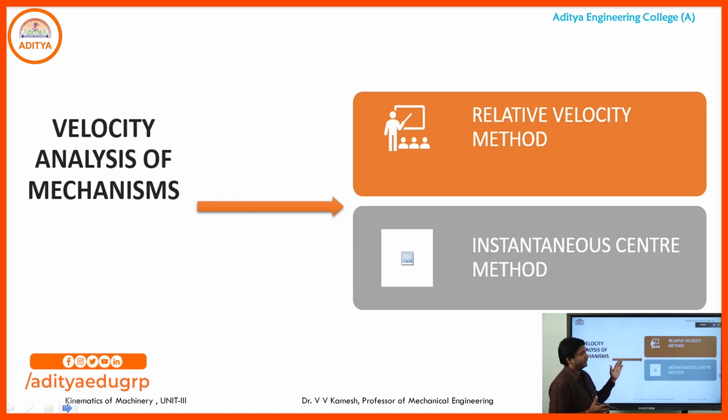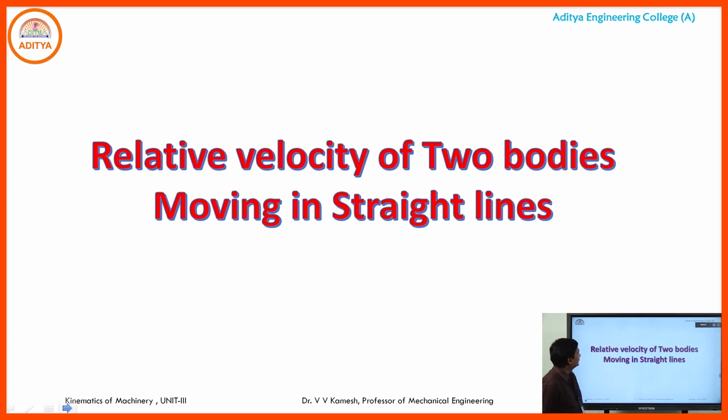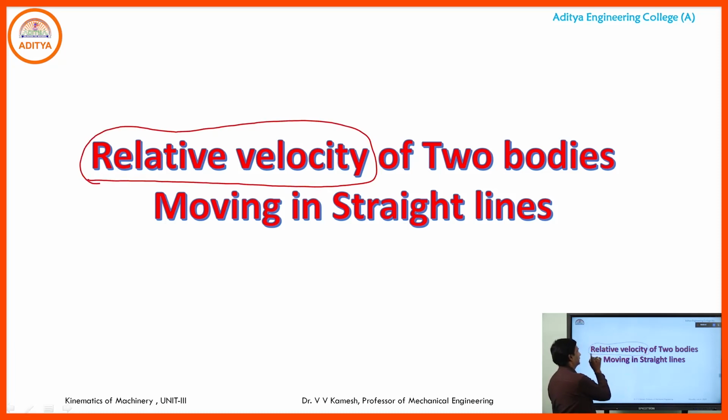But graphical methods are very easy to understand, very easy to construct, and the last thing is very easy to analyze. So first we will go to the relative velocity method. So what we will do, the relative velocity of two bodies moving in straight lines. The word itself is giving some indication: relative. Relative means when it is compared with another, relative velocity.